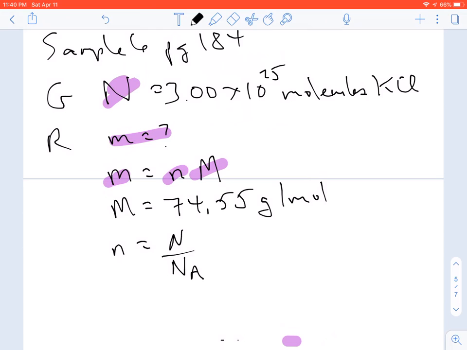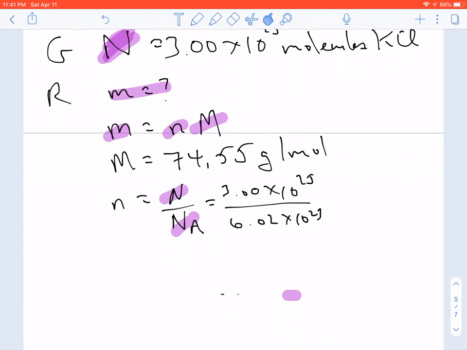Now, I know what big N is, and I know what Avogadro is. Right? So I can go ahead now and put my numbers in. The big N is 3.00 times 10 to the power of 25. My Avogadro's number is 6.02 times 10 to the power of 23. Are you starting to remember that number yet? It's not going to be long. You'll be seeing it in your sleep. Okay, so I've got 3 times 10 to the 25 divided by 6.02 times 10 to the 23rd. I'm getting 49.8 moles.